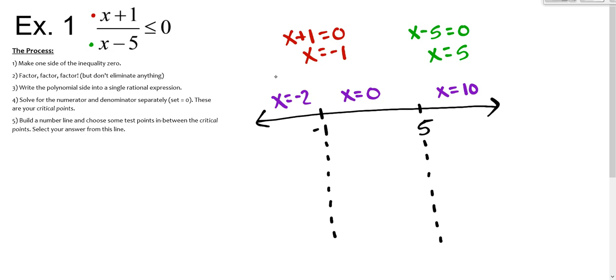So if I substitute -2 in for x, I'm going to see that I've got -2 plus 1 over -2 minus 5. And I'm asking, is that really less than or equal to 0? -2 plus 1 is -1. -2 minus 5 is -7. Is -1 over -7 less than or equal to 0? Well, a negative divided by a negative is a positive. So is 1/7 less than 0? No. Okay, so this is false.